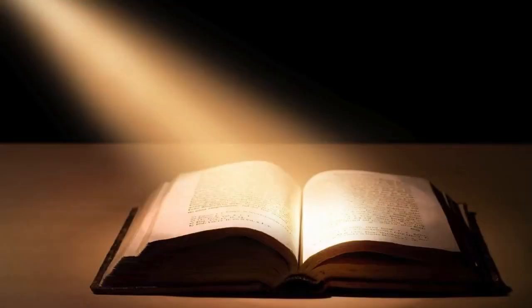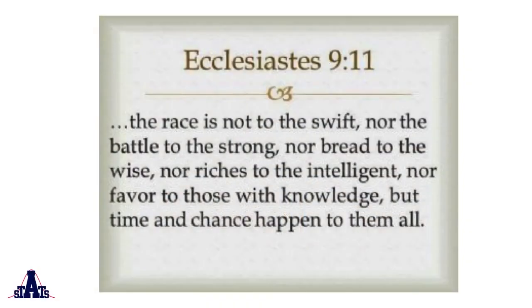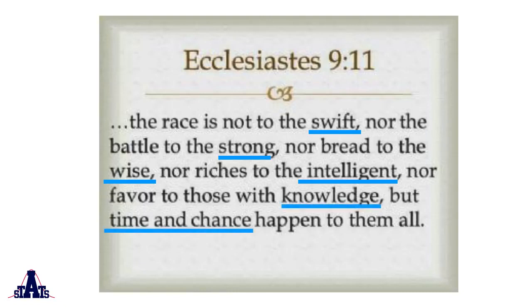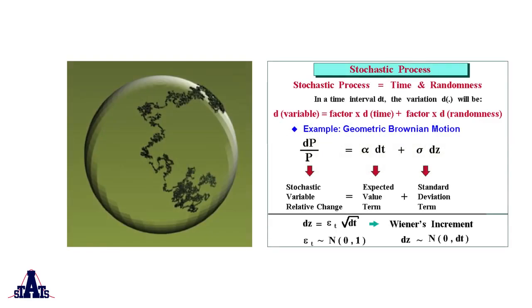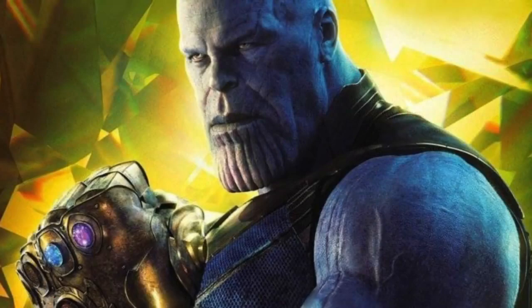But even if we look to the Holy Bible, we'll come across verses like this that say, the race is not to the swift, nor the battle to the strong, nor bread to the wise, nor riches to the intelligent, nor favor to those with knowledge, but time and chance happen to them all. Now, it's interesting that the Bible talks about time and chance, because when you combine these two things together, you get something called the stochastic process, which is very advanced, but very, very powerful, and you can control the universe if you know stochastic processes.